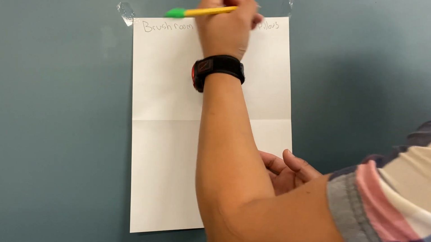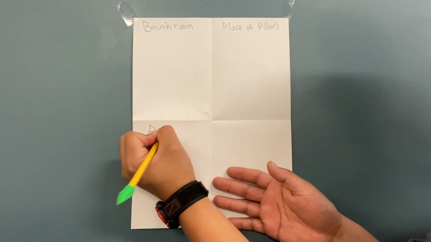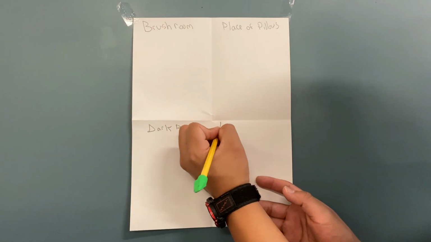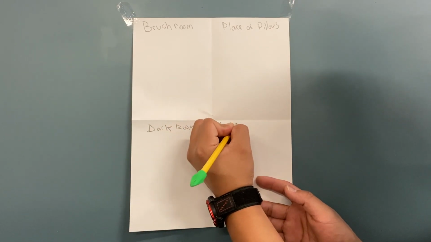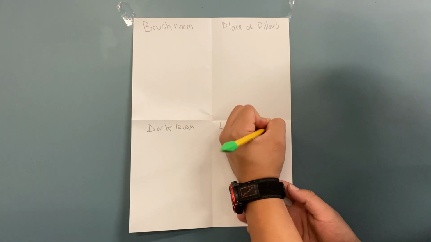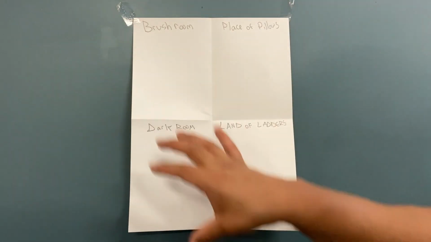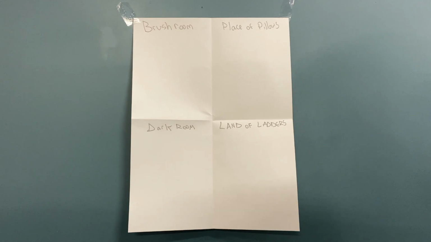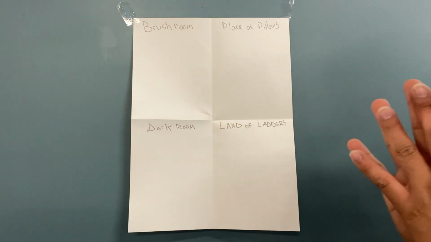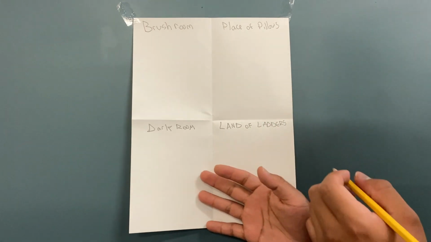And you don't have to do it like this if you don't want to. The dark room. And the land of ladders. Are you going to have rooms in your world? Or maybe not. Maybe your world is just one big room. That's fine. Do you have titles? Your rooms don't have to have titles. That's okay. You can just draw your own world however you want it to look, right?